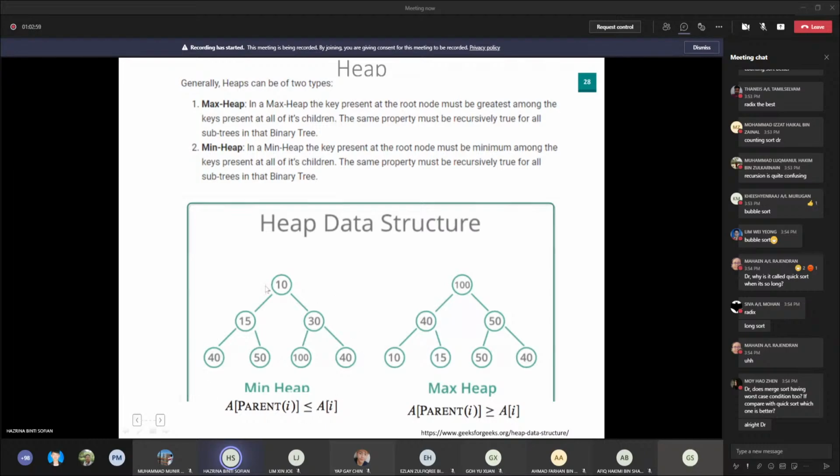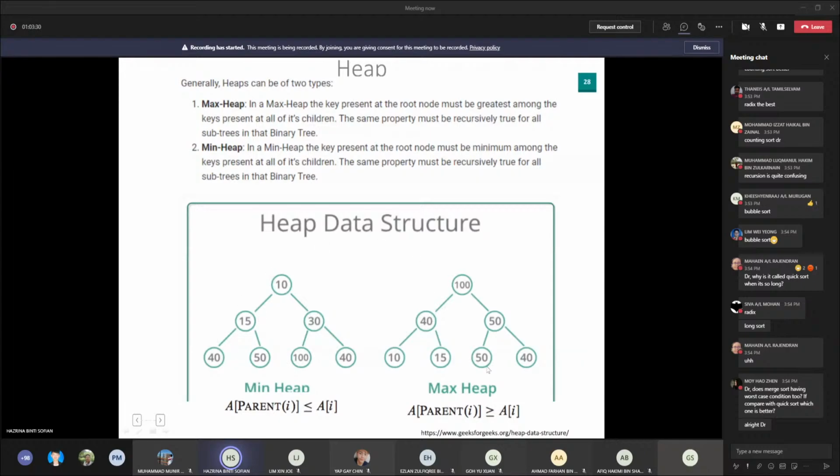In order to call the entire heap a min heap, each of the groups of leaves needs to comply with this rule. The parents must be smaller than or equal to the children. So let's say this is 10, this is 10. This can also comply because it can be equal.